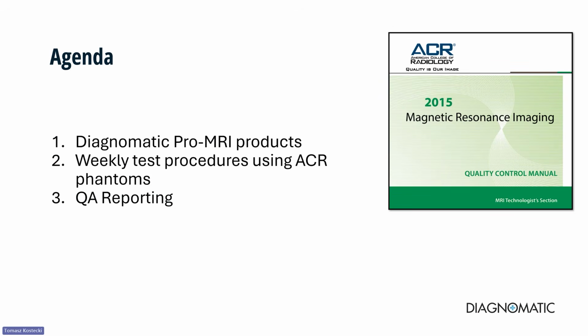Today, I would like to share a practical introduction to MRI quality control, focusing mainly on American College of Radiology routine constancy testing. I will explain which diagnostic products can be used. I will go through the main test procedures and then briefly talk about Diagnomatic Online. All the tests are explained in the 2015 manual. It is free to download from the ACR pages.